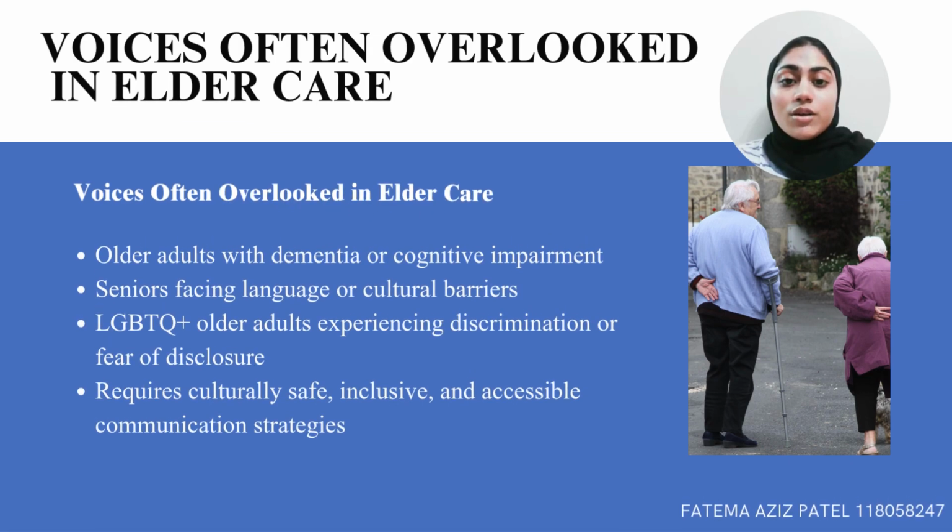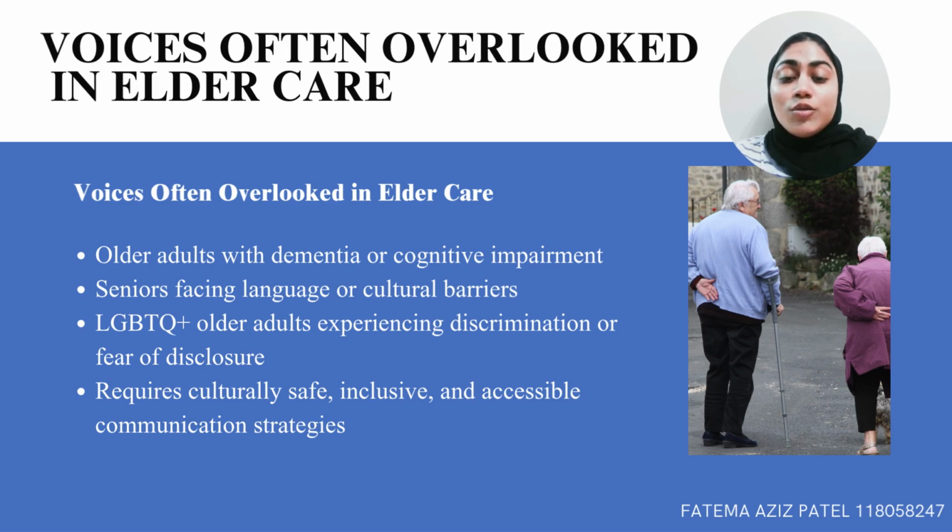On this slide, we focus on populations whose voices are often overlooked in elder care. Firstly, older adults with dementia or cognitive impairment may have difficulty communicating or reporting abuse. This makes them especially vulnerable and dependent on healthcare providers to recognize signs of harm. Secondly, seniors who face language or cultural barriers may not feel comfortable expressing concerns or may not fully understand their rights and available resources and services.